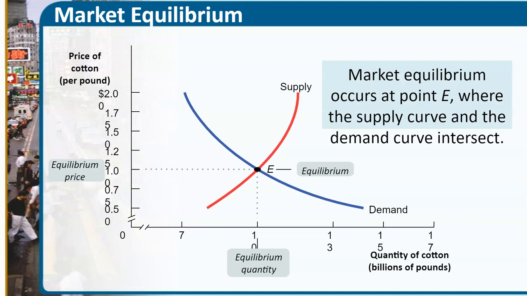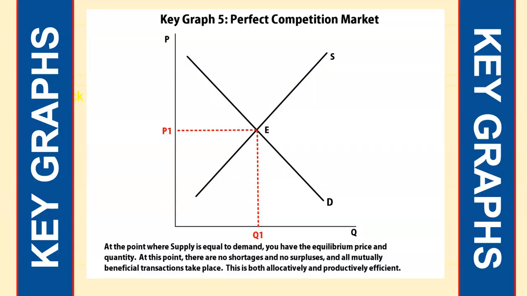So this is the intersection of supply and demand, and that leads us to our fifth key graph on perfect competition. Notice the upward sloping supply curve, downward sloping demand curve. Our vertical axis is labeled P for price. Our horizontal axis is labeled Q for quantity. And notice we then draw lines for the price and quantity at this equilibrium. So we have a price level of P1 for this particular competitive market and a quantity of Q1. This is the idea that the upward sloping supply curve and downward sloping demand curve meet at equilibrium at a price of P1 and a quantity of Q1.